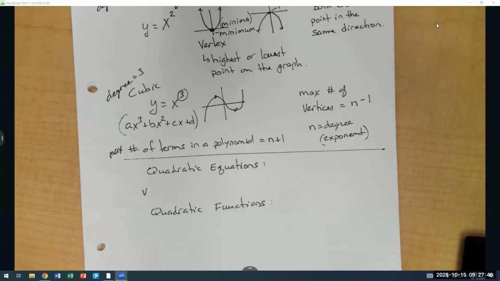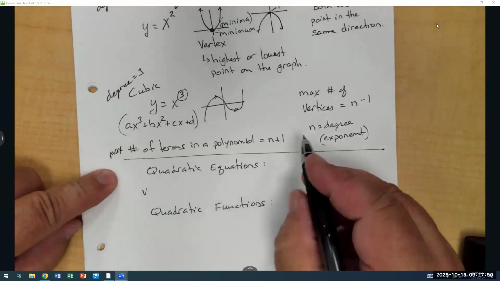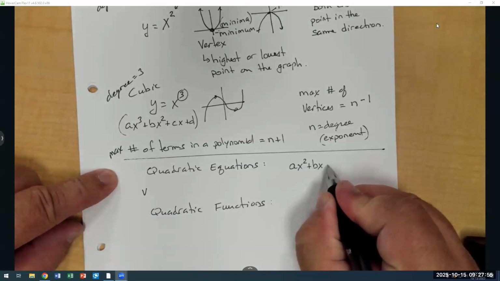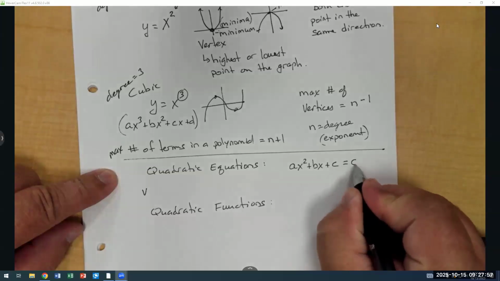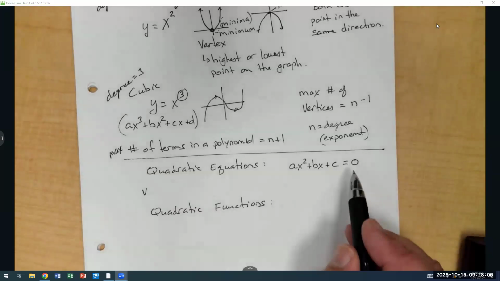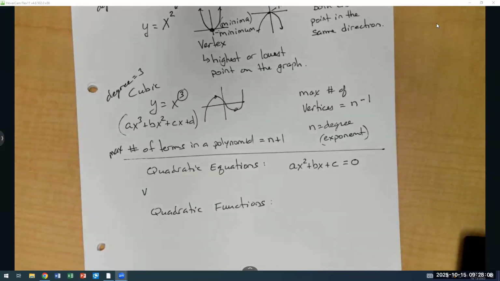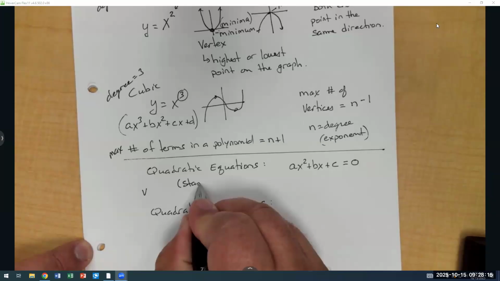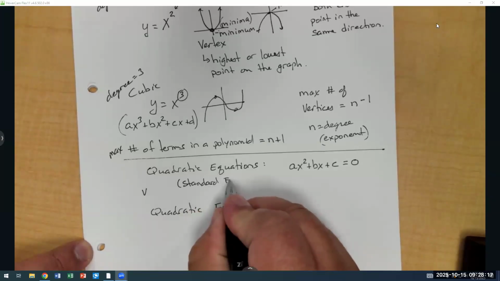All right, so let's go back to this before we go any further. So a quadratic equation has this form: ax squared plus bx plus c equals 0. So whenever we talk about quadratic equations, it has to be equal to 0. So move everything over to one side. This is also called the standard form.